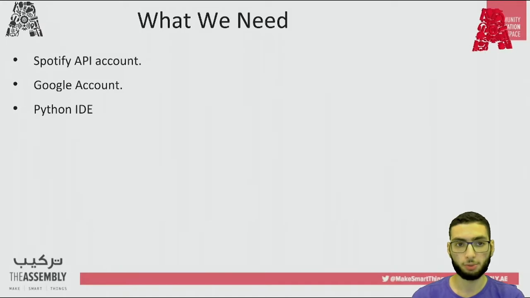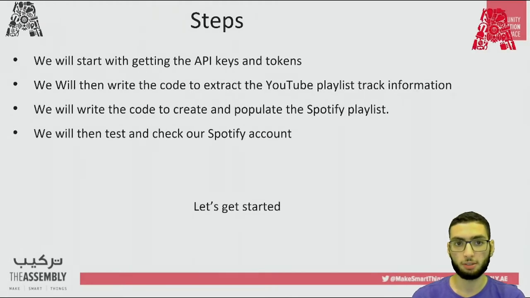What we need for today's workshop is a Spotify API account, a Google account, and a Python IDE. We will then start getting the API keys and the tokens. We will then write the code to extract the playlist track information. We will then move on to create and populate the Spotify playlist. And finally, we will test it out and check our Spotify account. Let's get started.